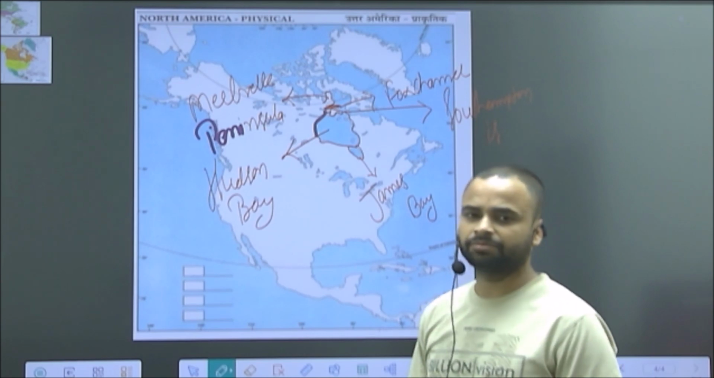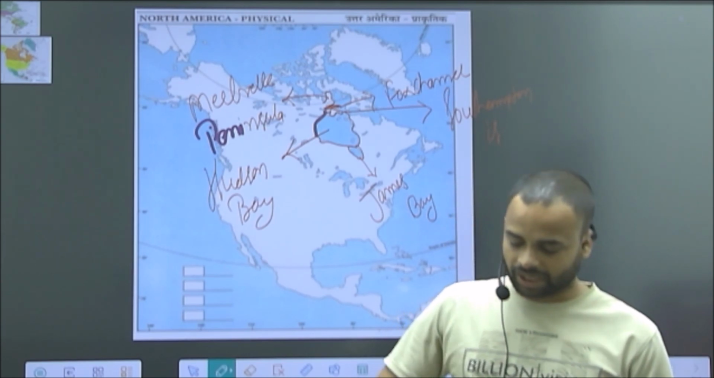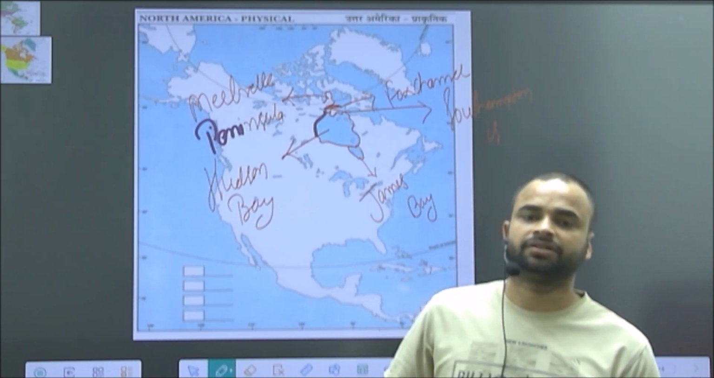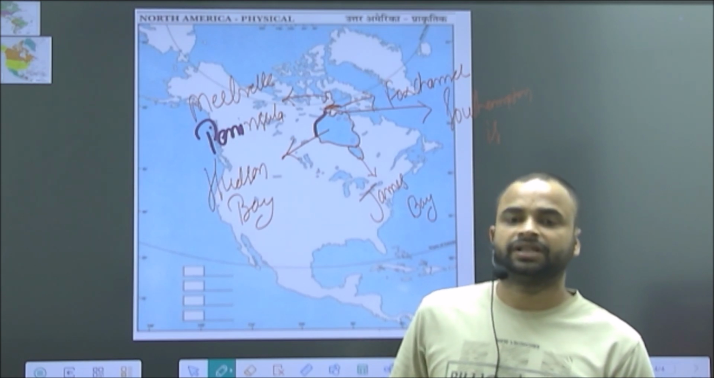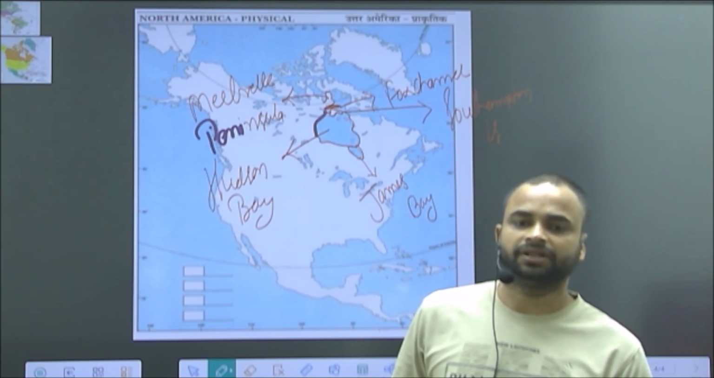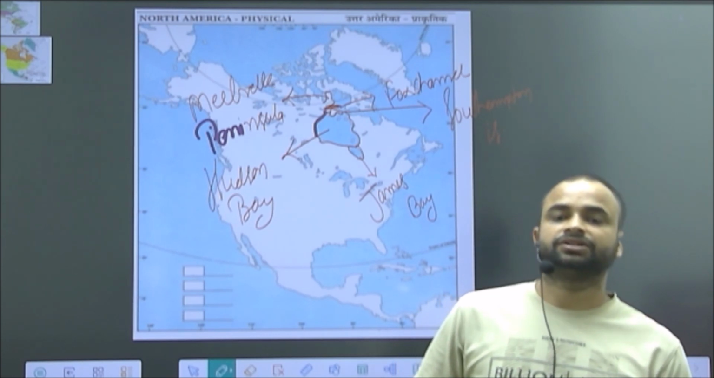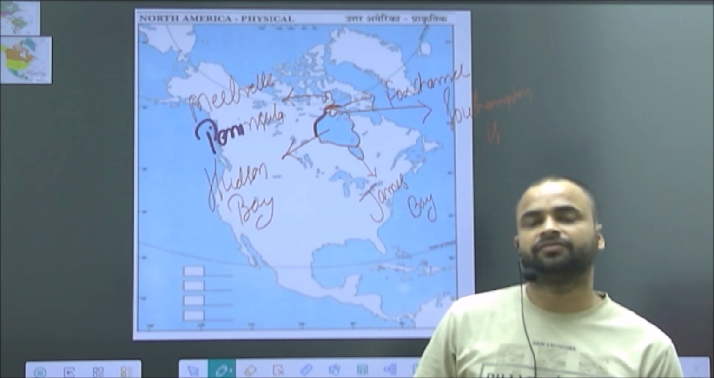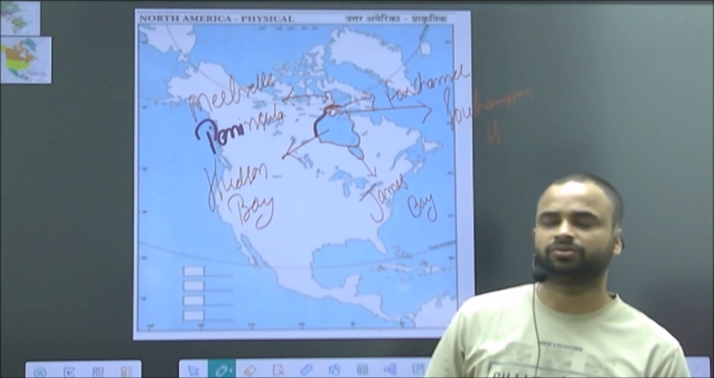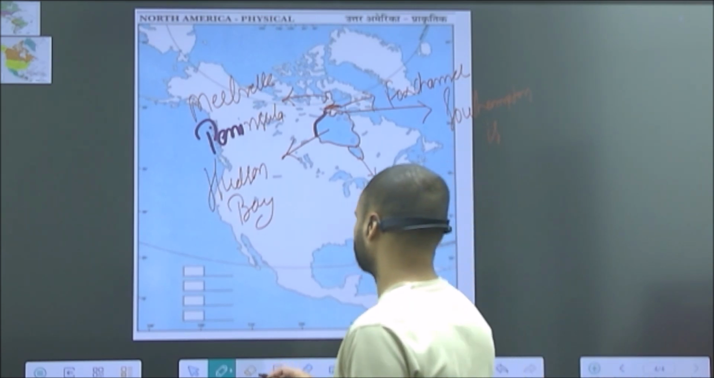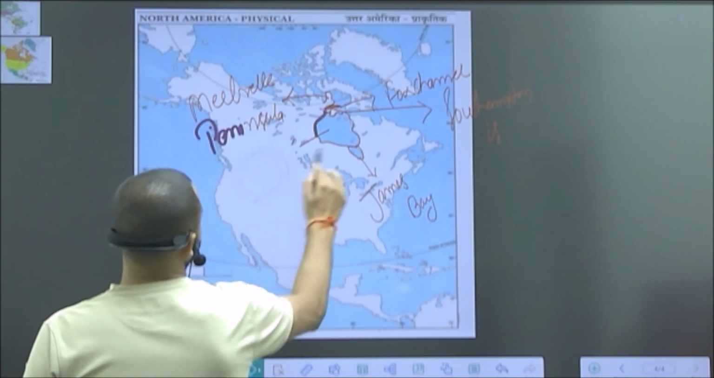In Hudson Bay, some islands are situated in sequence. That's why sometimes an exam question can be asked about the sequence of these islands from north to south or south to north. That's why you should know it.